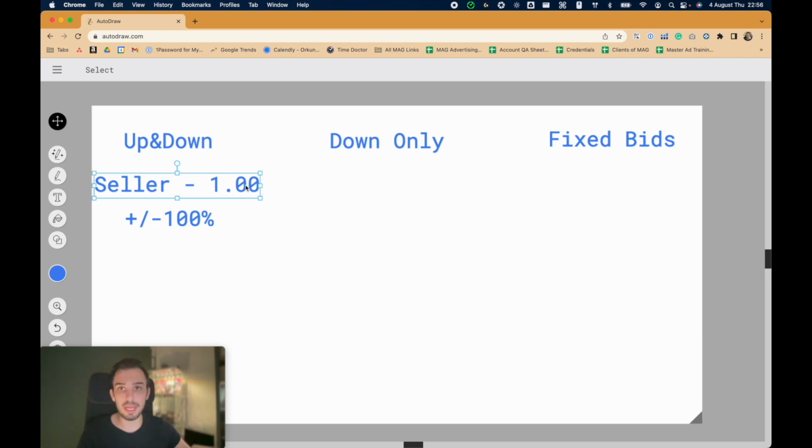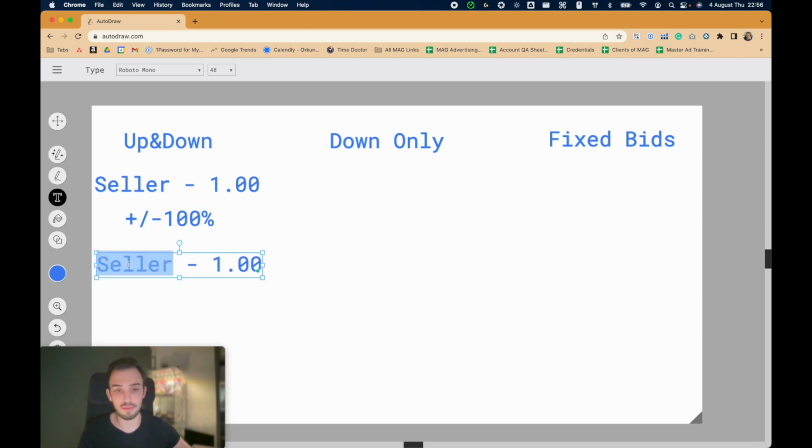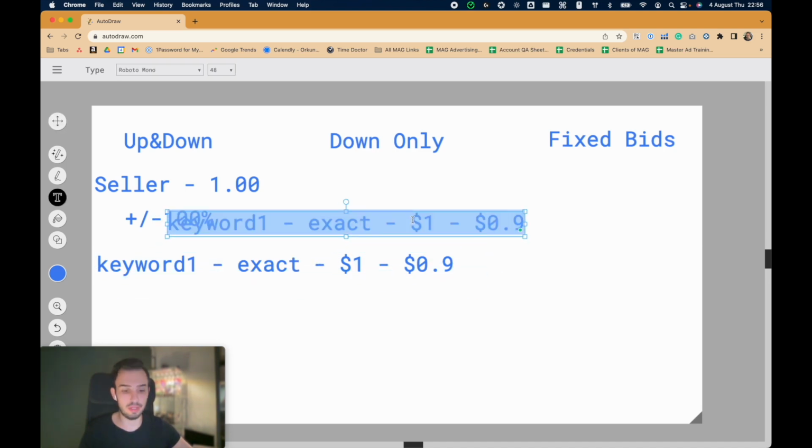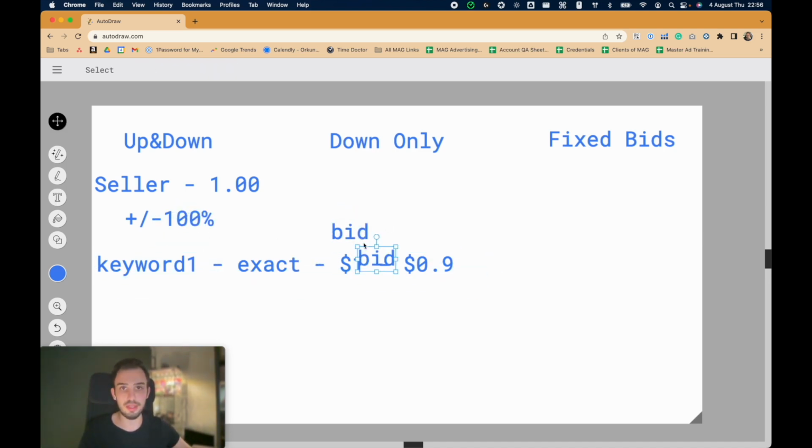And this is something bad, just because we cannot control it. What I mean by we cannot control it: let's say we have this keyword, keyword 1, in exact match, and we are bidding $1. Our bid is $1, and our cost per click is, let's say, $0.9. So this is the bid, and this is the CPC.